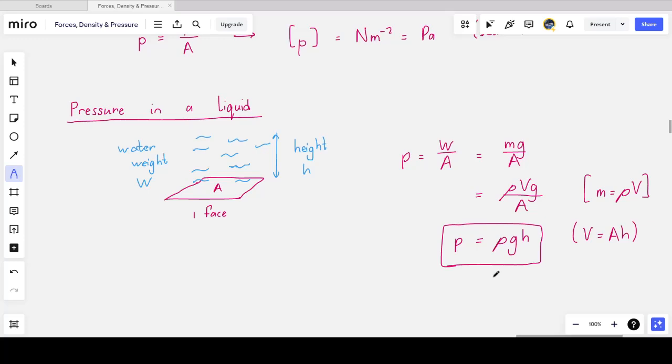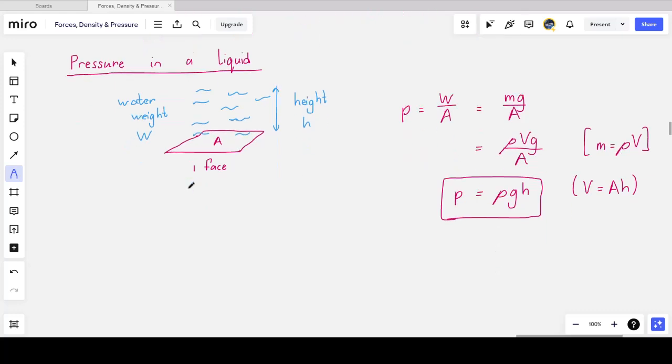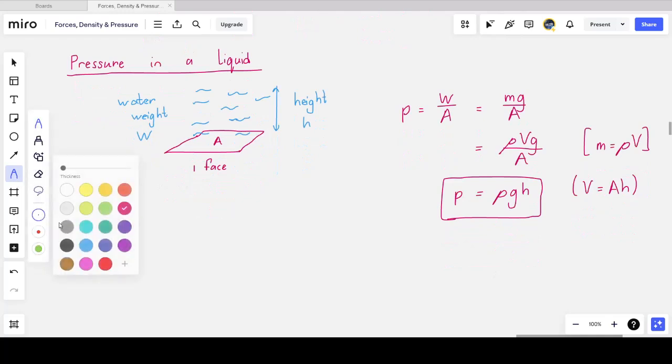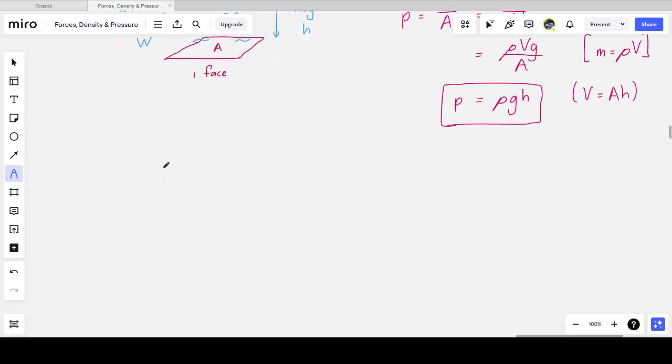H is the depth of the object below the top surface of the liquid. Okay, so this is very interesting. So now, what if I expose two faces of an object? What if I expose an entire three-dimensional object to this water?